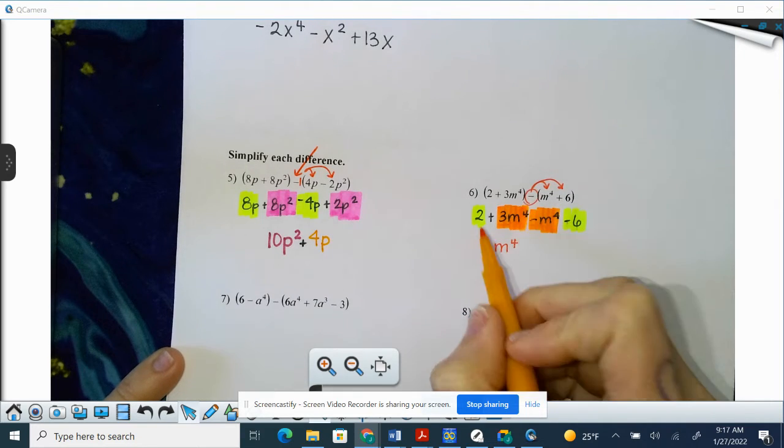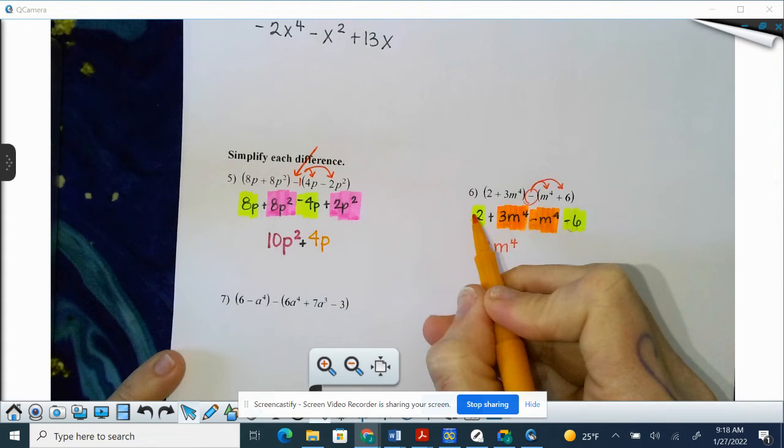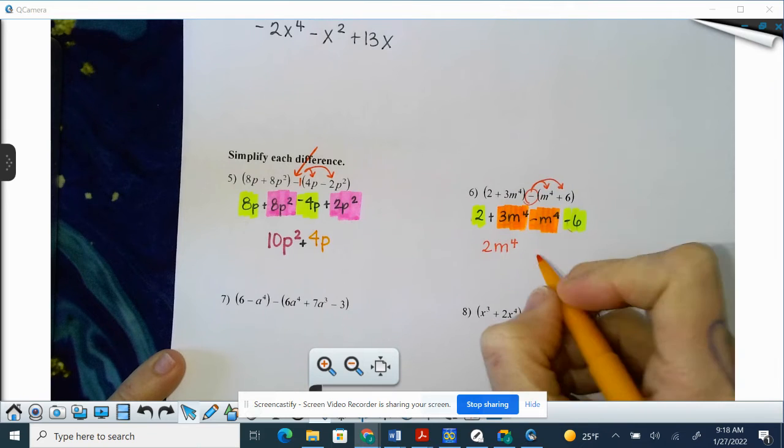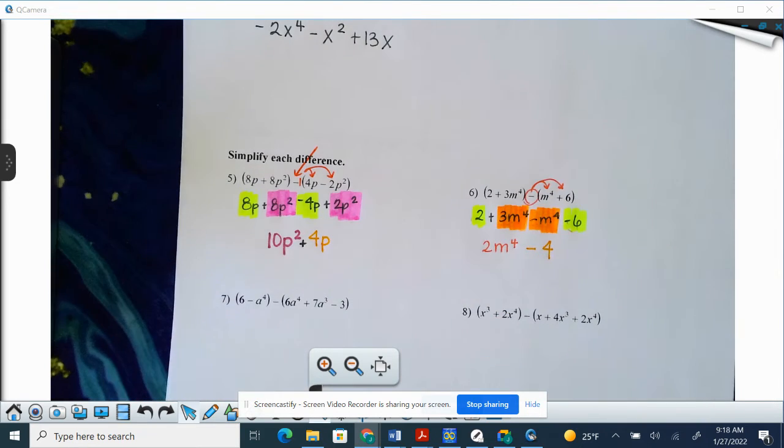I have a constant 2 minus 6. So I owe you $6. Then I add $2 or pay you $2. That means it's going to be minus 4. So 2m to the fourth minus 4.